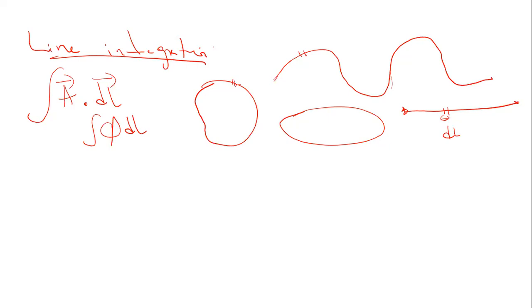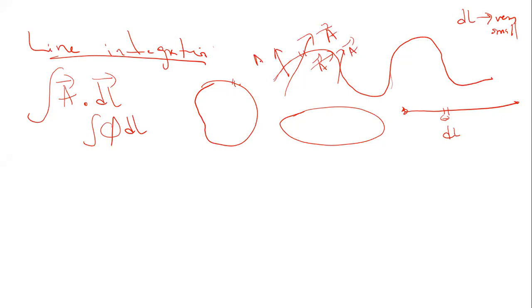And the reason why we are considering this dl line element to be very small is that when you're going to perform a vector field integration here, the vector field A vector can have different magnitude, it can have different orientation at different places.